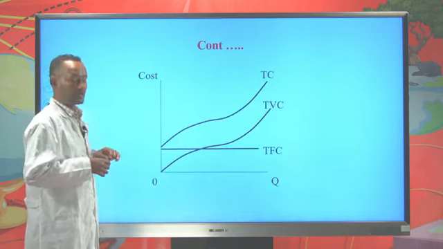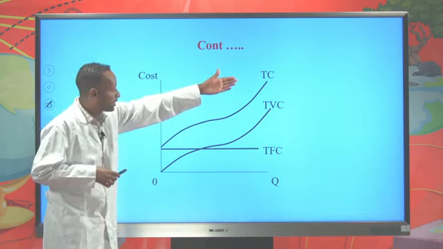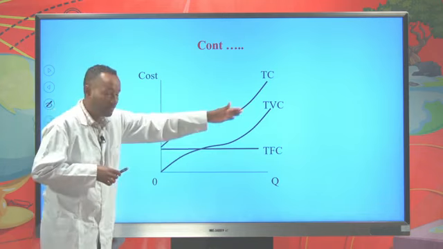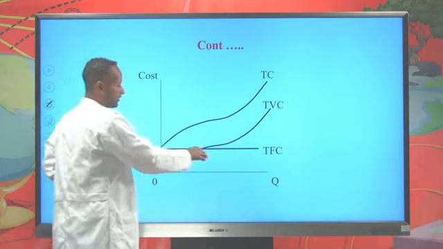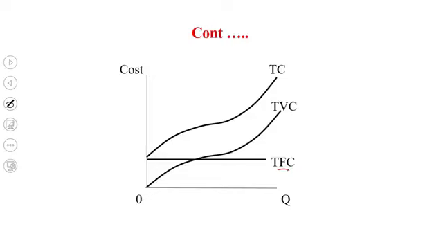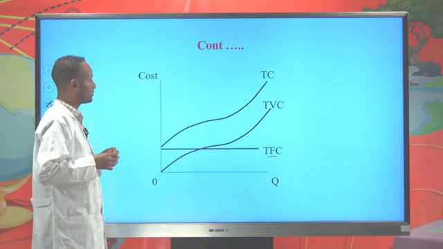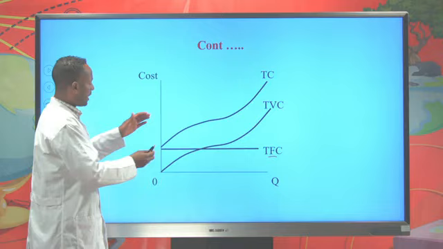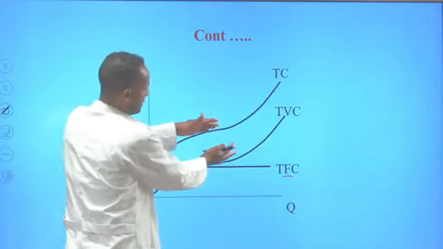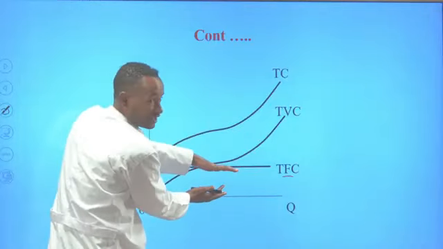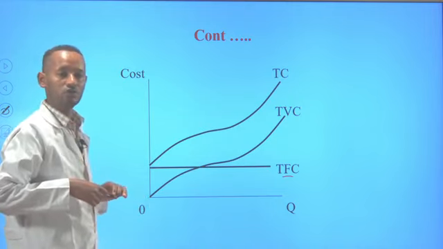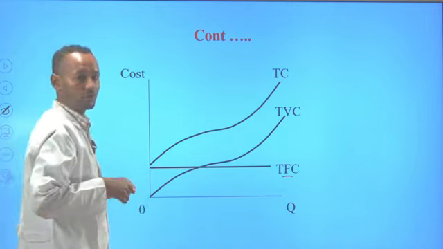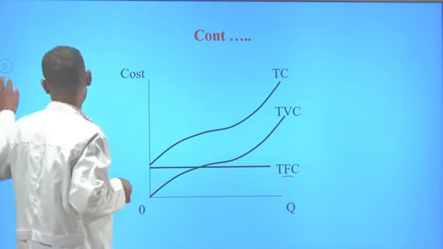Graphically, this is the total cost of production curve and this is the total variable cost curve. This is the total fixed cost curve. The total fixed cost curve is a horizontal straight line. The gap between the total cost and the total variable cost is the total fixed cost of production, because the total cost of production is the sum of the total variable cost and total fixed cost.